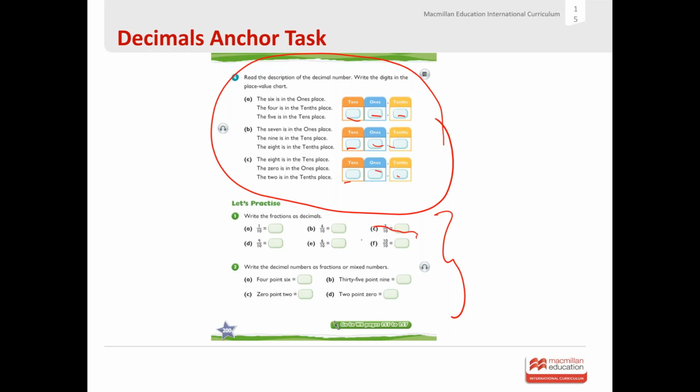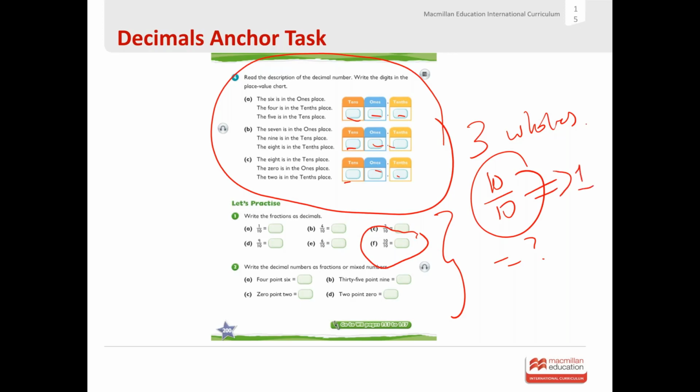This is one that always throws children. What does 10 tenths equal to? What about if I have 3 wholes and 10 tenths? What would that equal to? Do we know? Well, 10 tenths is another whole, right? So we've got 3 wholes and we're adding another whole. That means that's equal to 4 wholes, right?